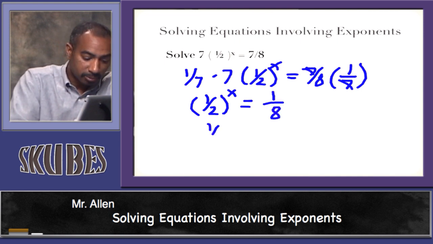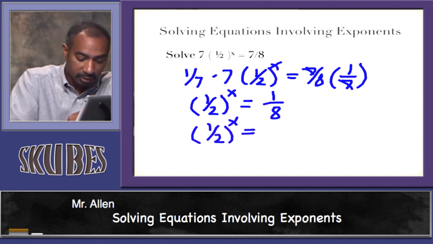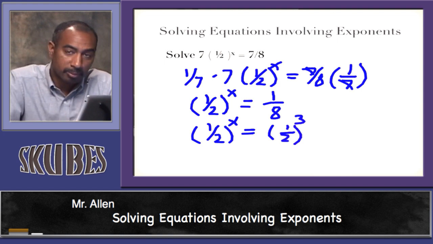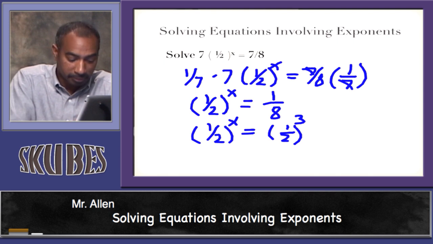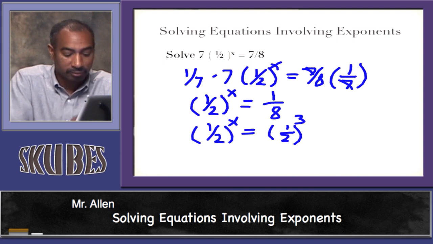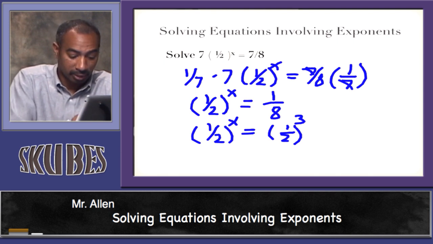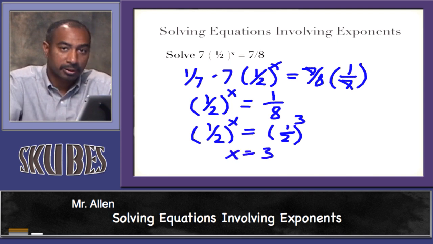So I can write this as 1/2 to the x power, and I can write this as 1/2 to the third, because if I multiply 1 by itself 3 times, I get 1, but if I multiply 2 by itself 3 times, I get 8. And notice the bases are the same. I have a base of 1/2 here. So x has to equal 3. This concludes our lesson for today.